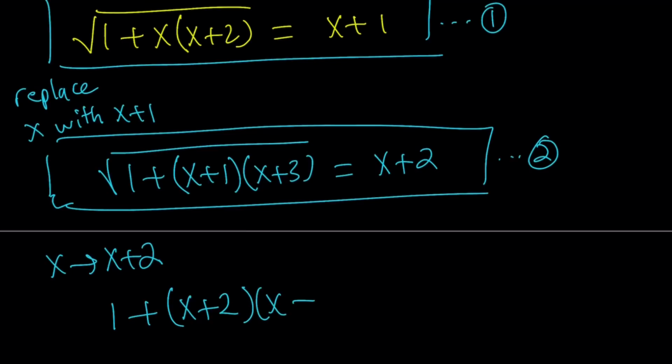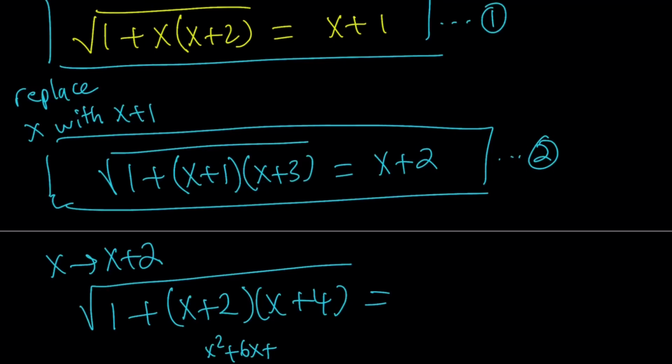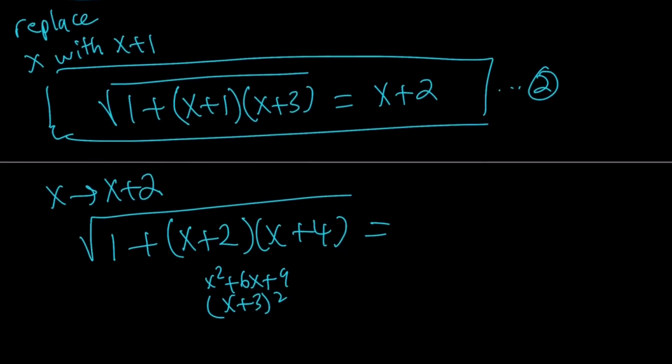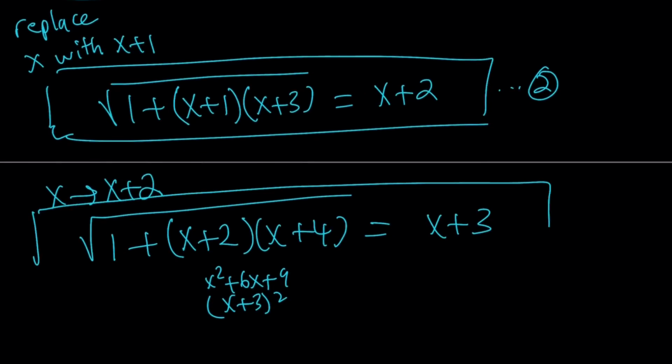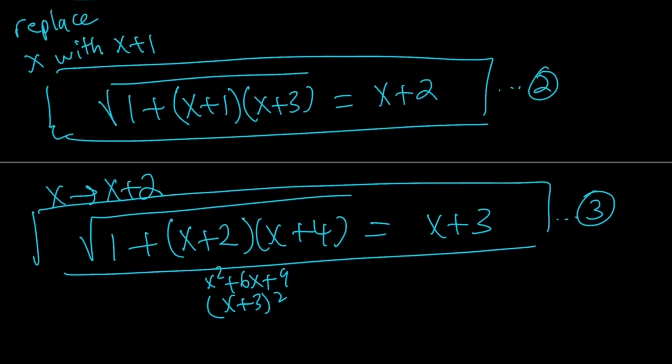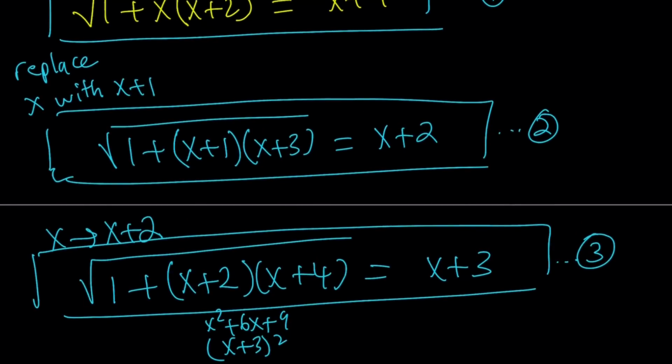So you get the following, 1 plus x plus 2 times x plus 4, but square root that, and that should equal what? Okay, suppose you didn't know what's on the right-hand side. Forget about the first equation. What is this? This is x squared plus 6x plus 8 plus 1, that is 9, and this is x plus 3 quantity squared. So its square root is x plus 3. Easy, right? Wow, this is very easy, right? Math is easy, sometimes. Okay, this is number 3. Okay, is that enough? I think so.